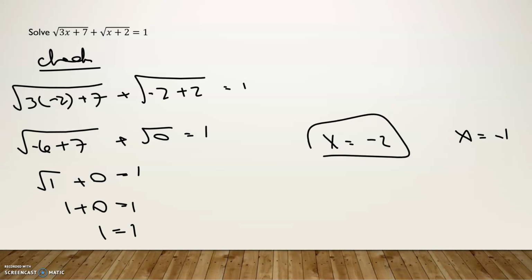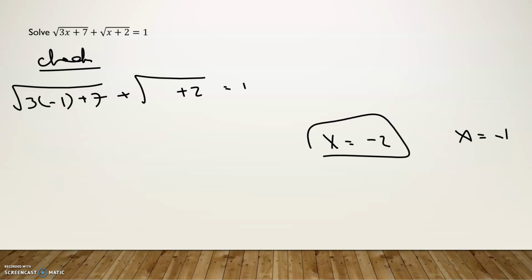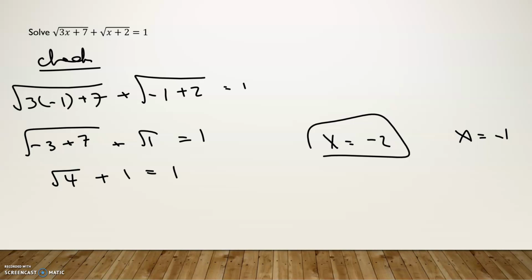Let's go back and check negative 1. And plug in negative 1 here. Okay, so this will be negative 3 plus 7 plus, that's just going to be 1. Okay, this will be 4 plus 1 equals 1. This will be 2 plus 1 equals 1. 3 equals 1, which it does not. So what we have is an extraneous solution. So the only solution to this is x equals negative 2.